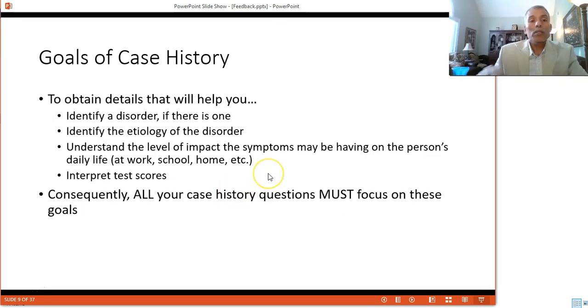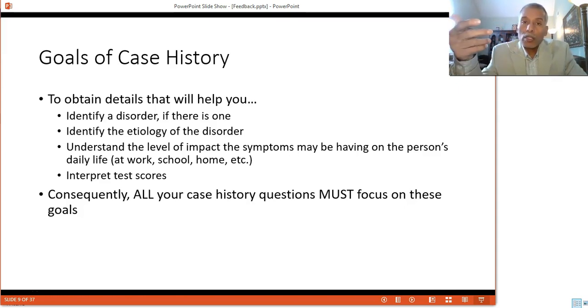So, the goals of the case history. Case history number one: you typically send the form out. It takes quite a bit to fill. Send it to the parents or the caregiver, and they complete it. Then you get it back and go through it, and you are going to ask follow-up questions. You need more information about this and that.